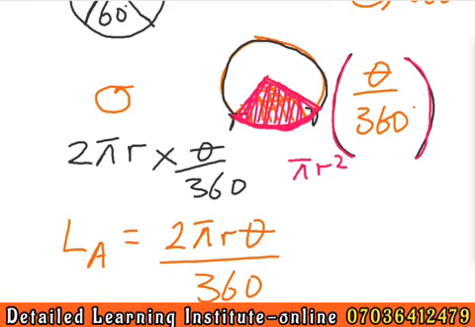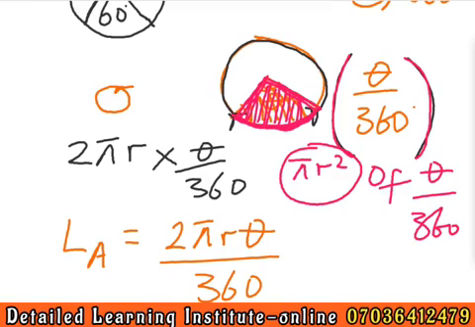Now if you want to get the area of that thing, what is the area? Area is pi r square. We are saying what is the pi r square of this portion, which is theta over 360. That's what we're asking. The area of what? Theta over 360, because we're talking about cycles here. Now when we convert this to symbols, it will give us pi r square theta over 360.